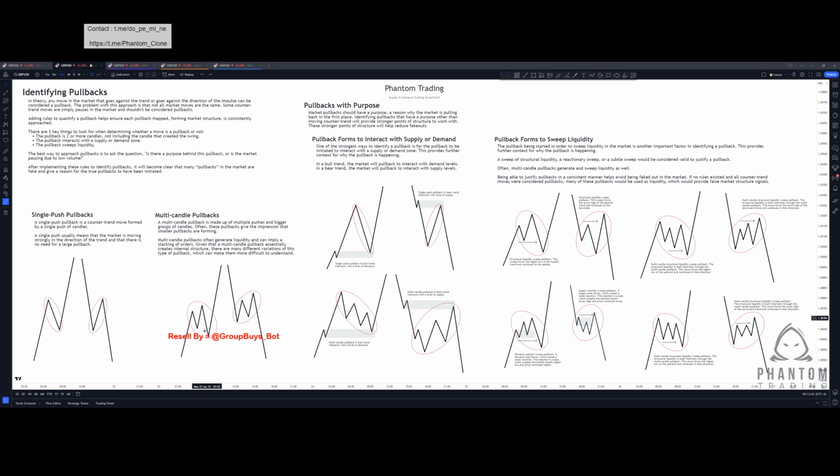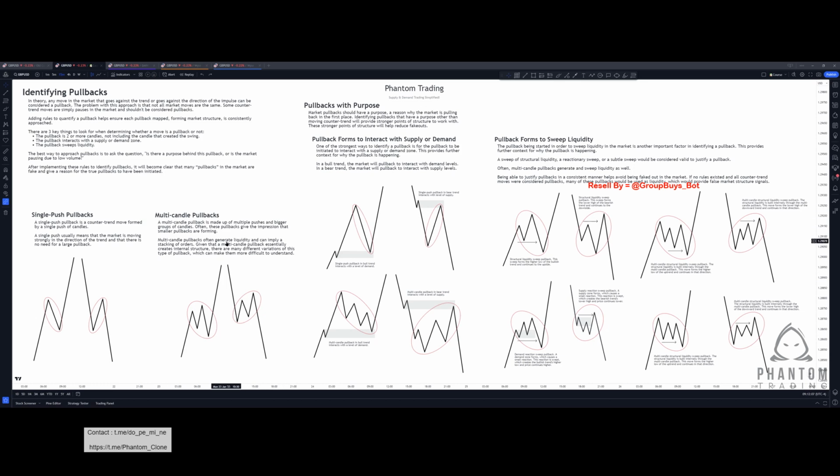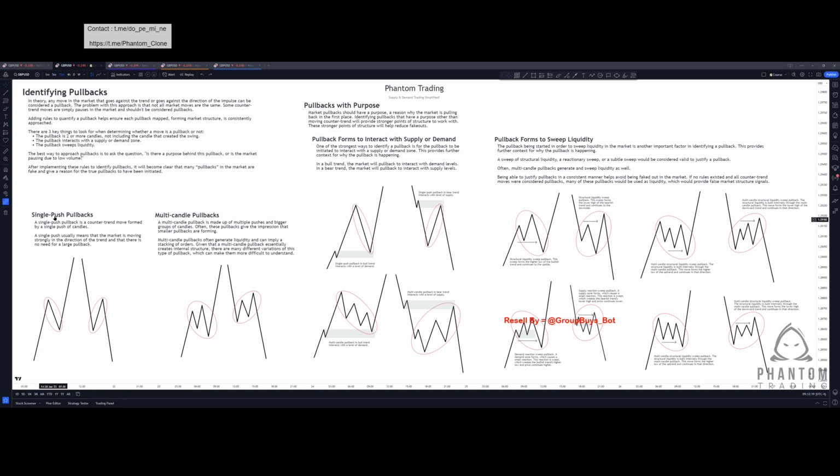And this is why this market structure gets a little bit confusing, and why multi-candle pullbacks were mentioned, that they generate liquidity and can also imply a stacking of orders, which ties in the supply and demand portion. And this is why multi-candle pullbacks can be considered much more confusing when we compare them to single push candle pullbacks. Being able to justify pullbacks in a consistent manner helps avoid being faked out in the market.